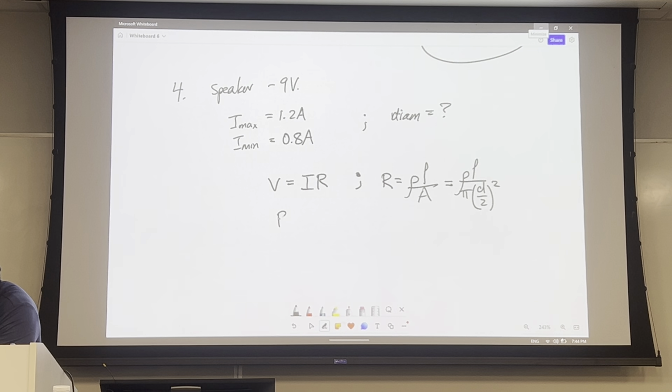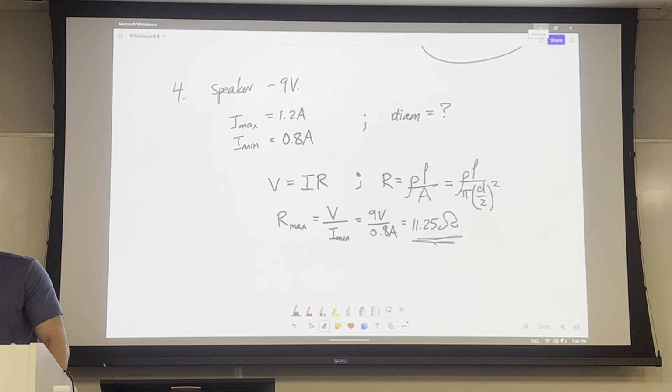So from here, let's say the maximum value of R, resistance that we can have, is V over I min, which is 9 volts over 0.8 amps, and that's going to be 11.25 ohms. So this is the maximum resistance that we can have. The minimum resistance will be V over the maximum current, which is 9 volts divided by 1.2 amps, which is going to be 7.5 ohms.